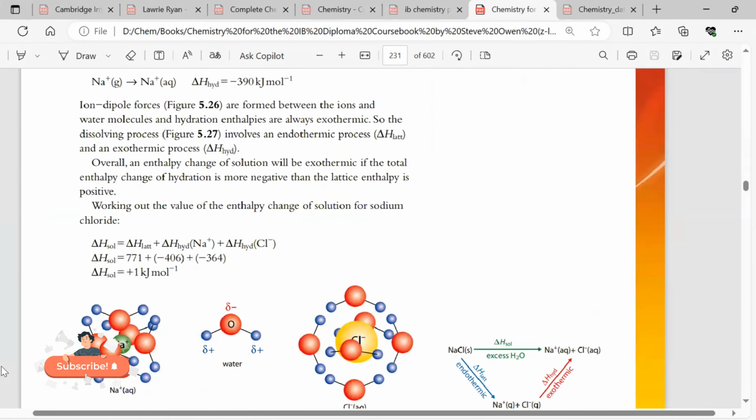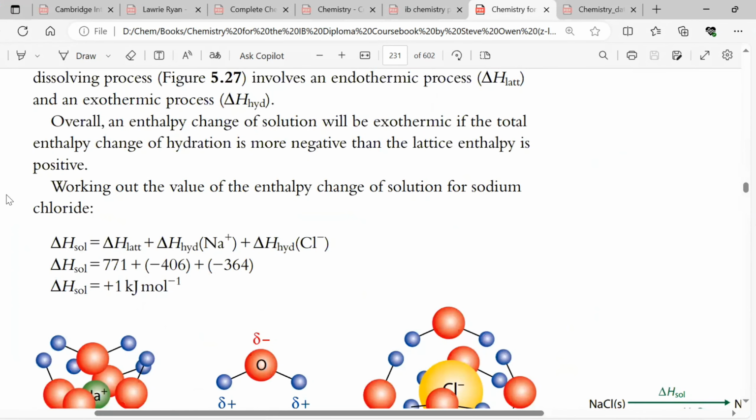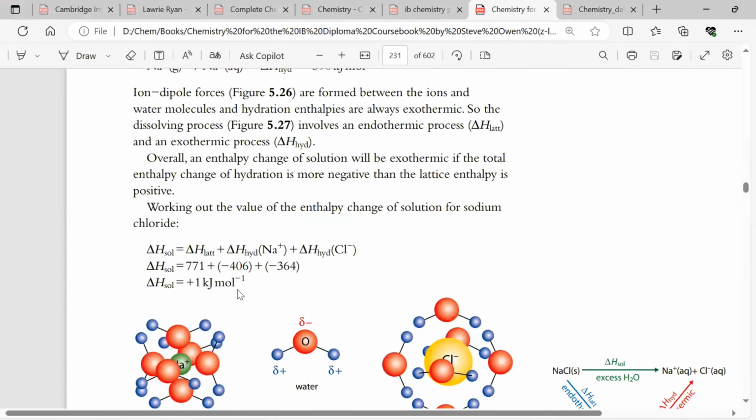Now if you see sodium chloride, it is slightly endothermic. The hydration enthalpy is negative, and it should surpass the lattice enthalpy, which is positive. So this is the way we do it. Now coming to the next part.